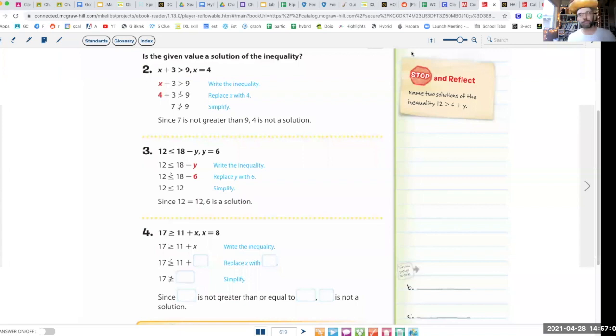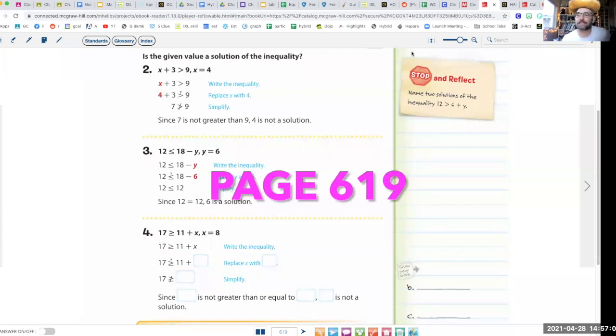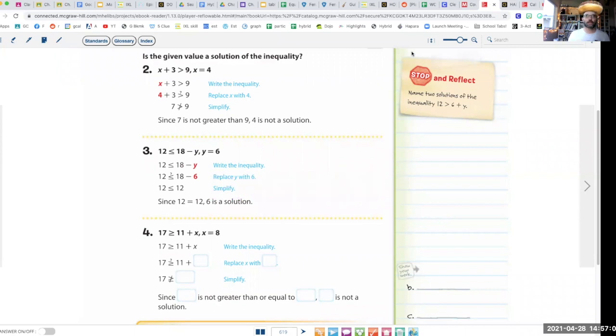Okay, so let's go to the next page, page 619. So on these, they are giving you an answer, and they're asking you, is this the correct answer? So on this one, it says x plus 3 greater than 9. x equals 4. Is this true? So instead of an x, we replace the x with a 4. So 4 plus 3, is that greater than 9? Well, 4 plus 3 is 7. 7 is not greater than 9. So we'd say, no, it is not a solution.